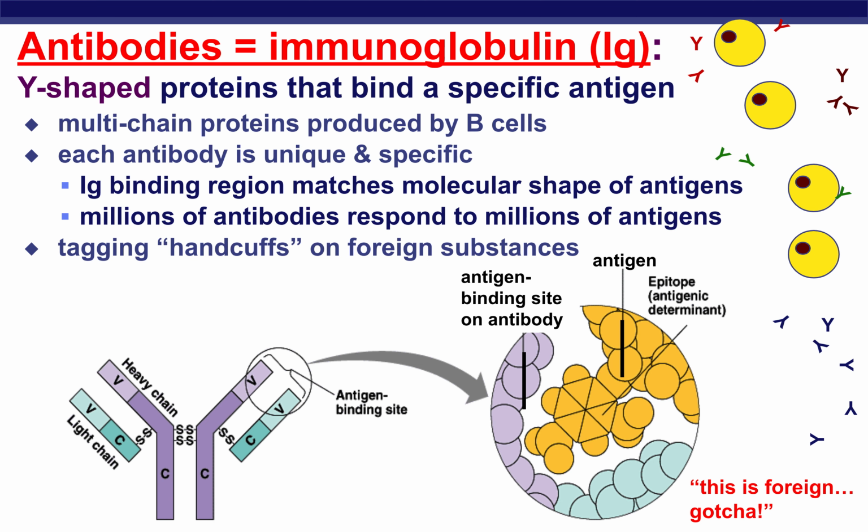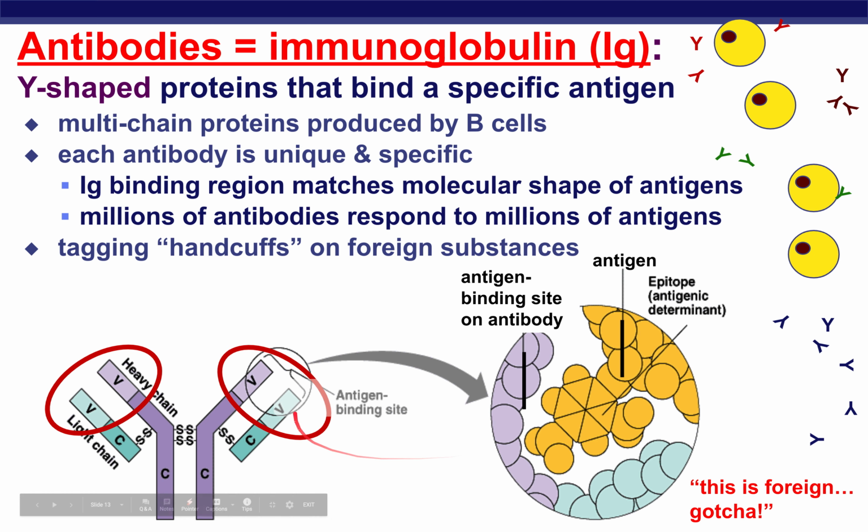Okay? And we consider these tagging handcuffs on foreign substances. So if you have an antibody that's capable of binding to an antigen, it's going to cling on to it and really ruin anything with that antigen's day. So a pathogen, a virus that's holding a particular antigen, if you can get an antibody to cling on to that virus, it's going to prevent that virus from infecting, and it's also going to help signal to your body to scoop up that virus and destroy it.